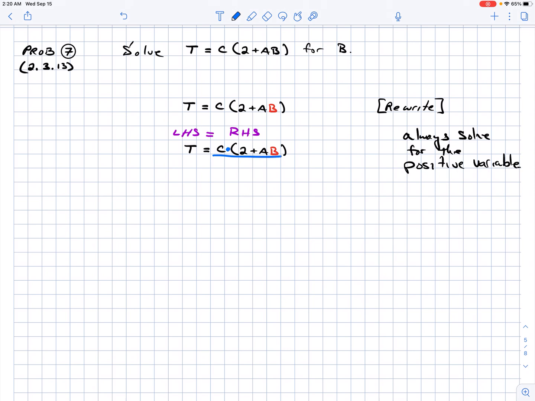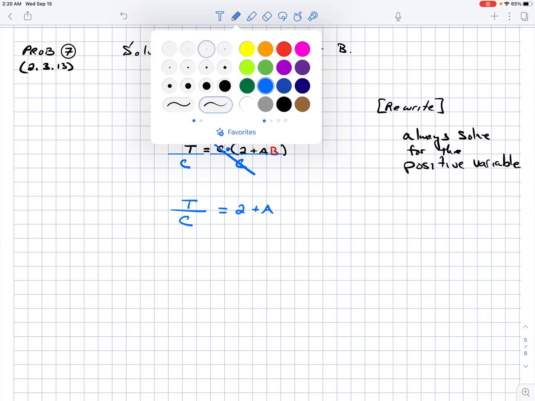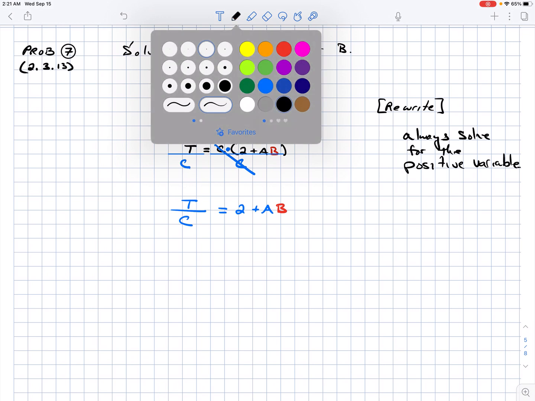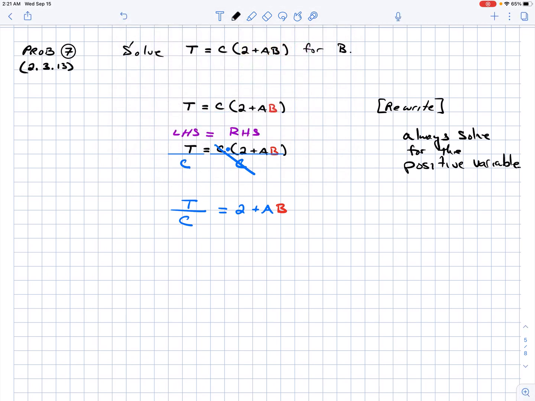So I'm going to divide both sides by c, and that way I can cross out those c's, right? There's your factor of 1. So I get t over c, or t divided by c, equals 2 plus a, and I'll color that again as b. So I just keep it a little more structured this time. You can see I'm trying to keep you guys on the immersion focus so that you're not just reading some scaffolding.